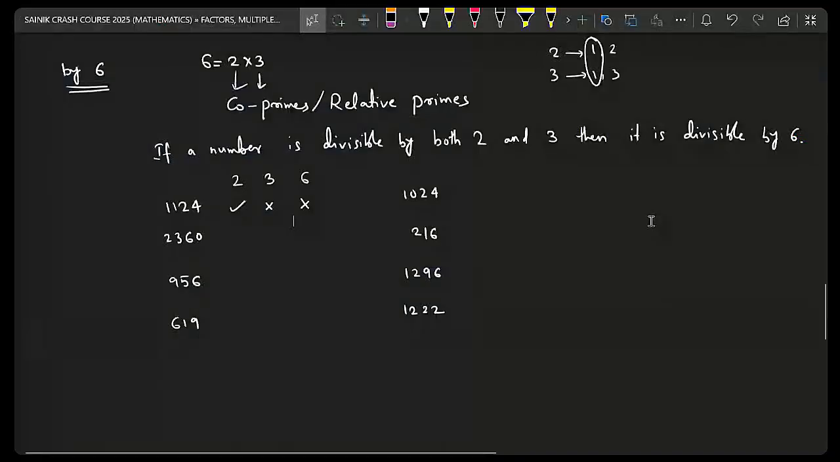Lakshita, can you answer the next question? 2360. Lakshita, is it divisible by 2? Is this number divisible by 2? Yes. How to check a number is divisible by 2 or not? I'm asking you the rule. What is the divisibility rule by 2? How to check?